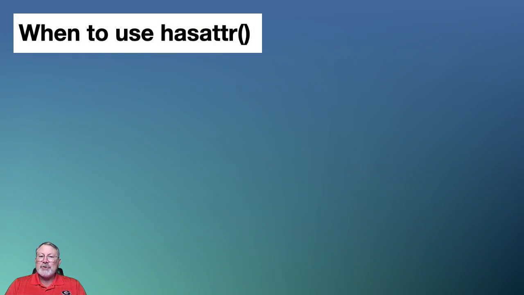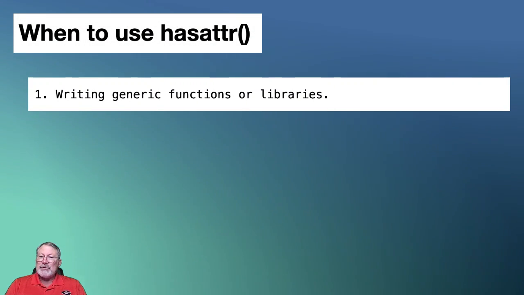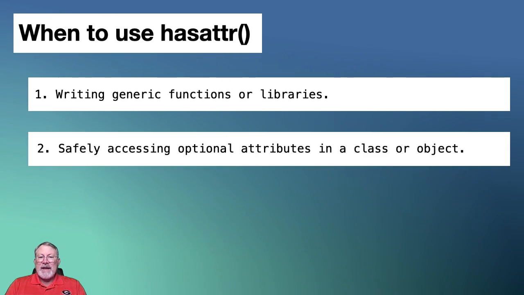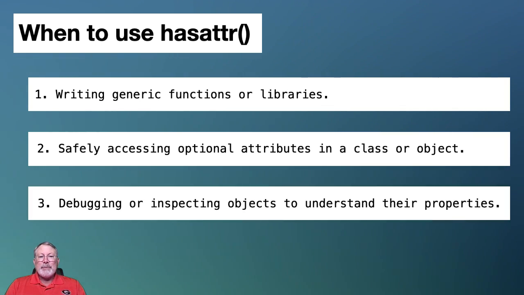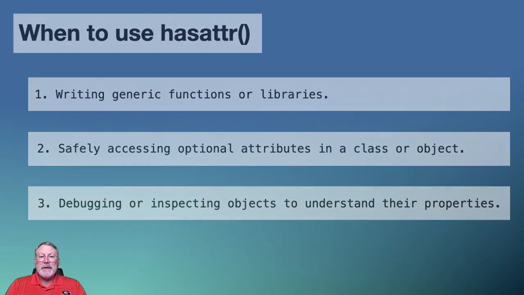You'd use hasattr when writing generic functions or libraries that work with various objects, when you're safely accessing optional attributes in a class or object, and perhaps when debugging or inspecting objects to understand their properties. It's especially useful when dealing with dynamic or user-generated data.